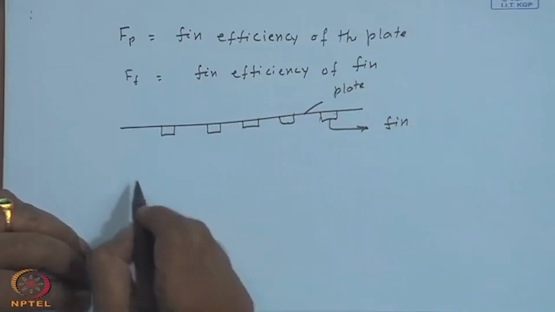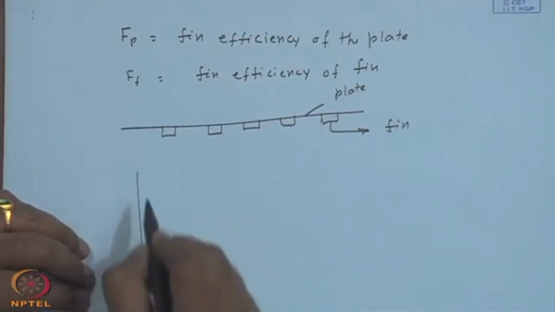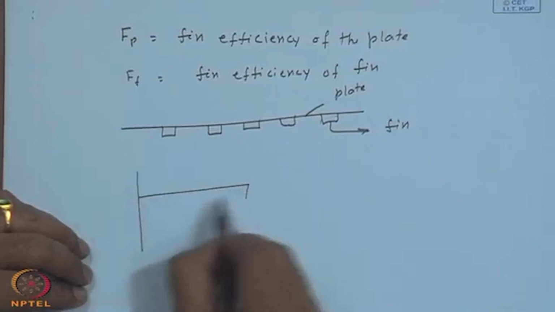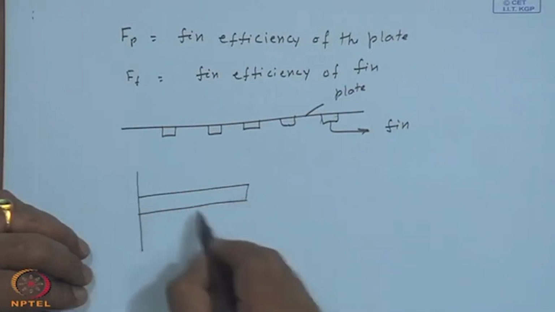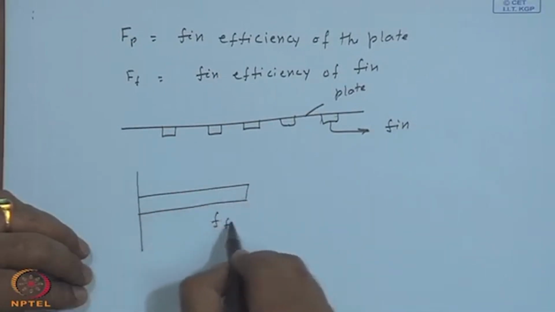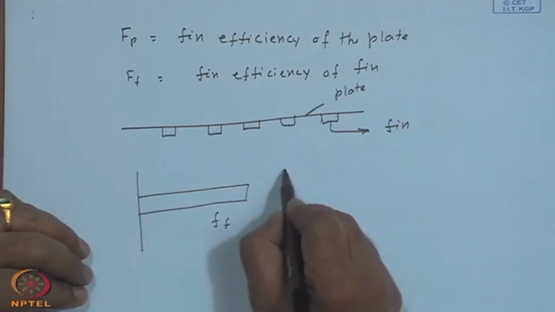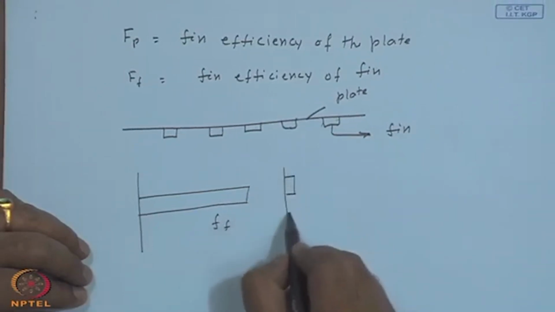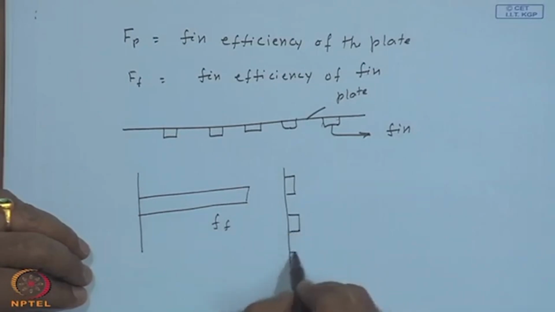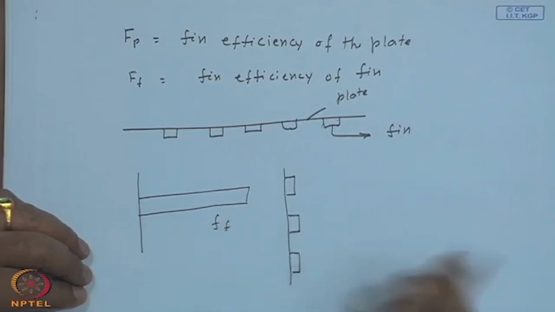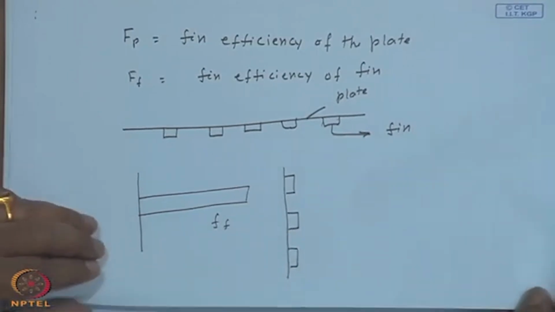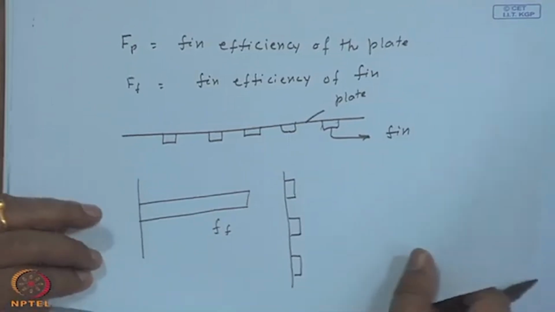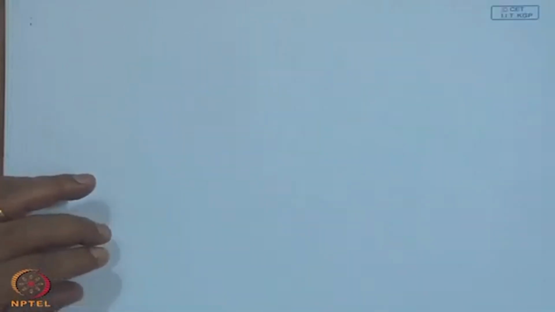In other words, in classical literature, if this is a surface and here is a fin, you calculate F F. In this case, if I put it vertically, this is a small fin, this is a small fin. Whether it enhances the heat transfer or not depends upon how thick it is compared to the length dimensions.